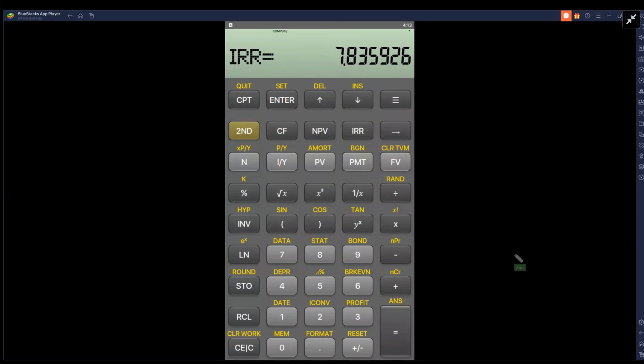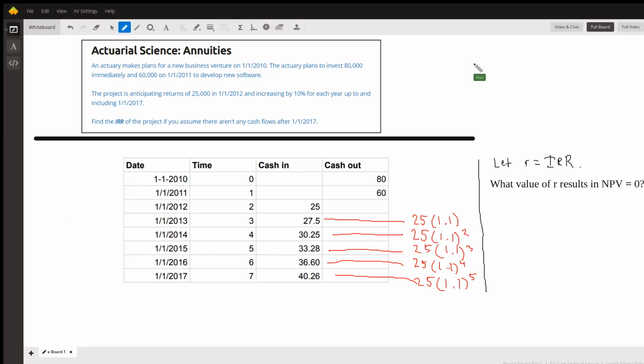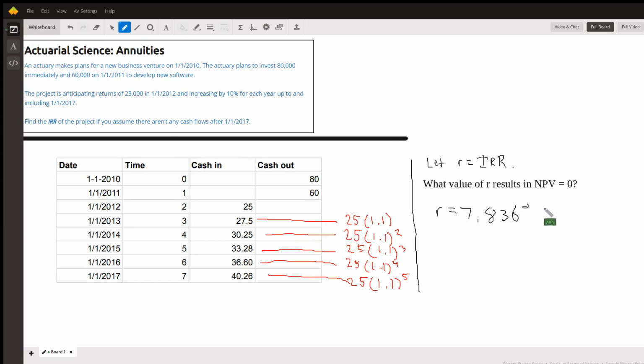So if I go onto my whiteboard, and I just figured out the answer. So let me go back to my whiteboard. Okay. And here we go. We get pretty simply R equals 7.836%. And there we go.